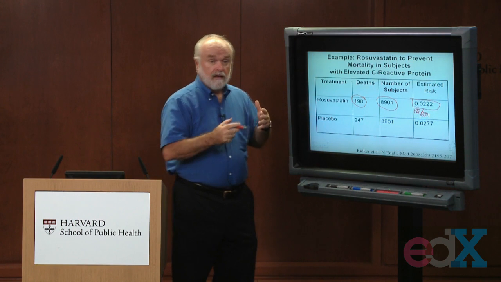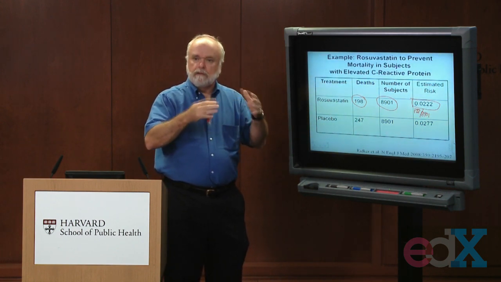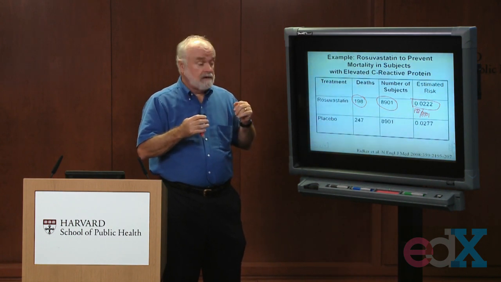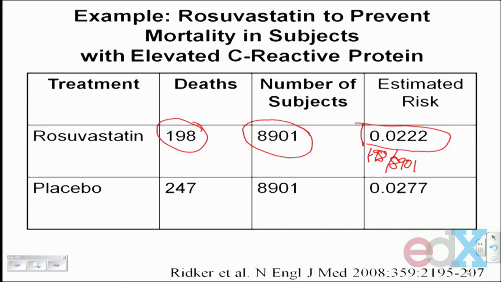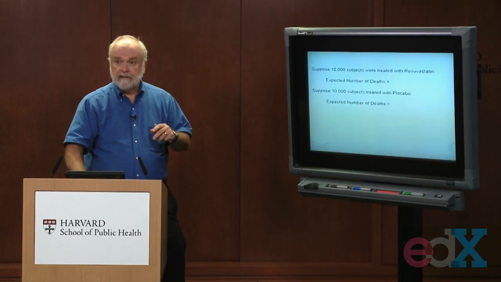Alternatively, those who were randomized to receive a placebo drug, and we'll explain in a couple of weeks what a placebo drug is and the basics of randomized trials, had a different 8,901 people, and 247 of them died. And that gave an estimated risk of death, a cumulative incidence of 0.0277.